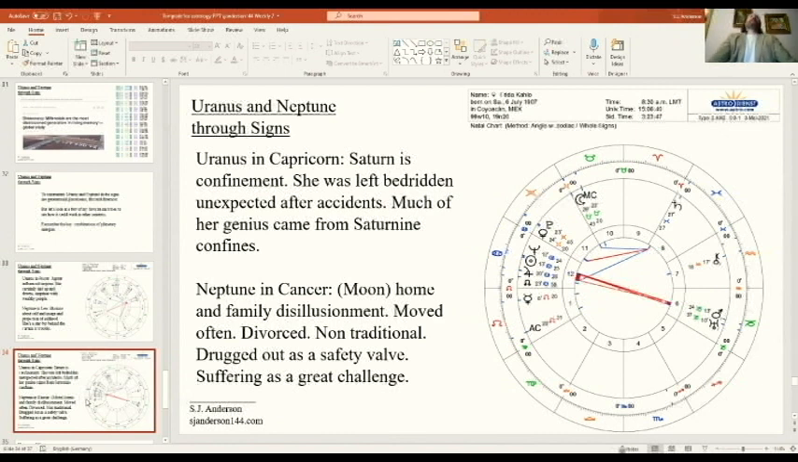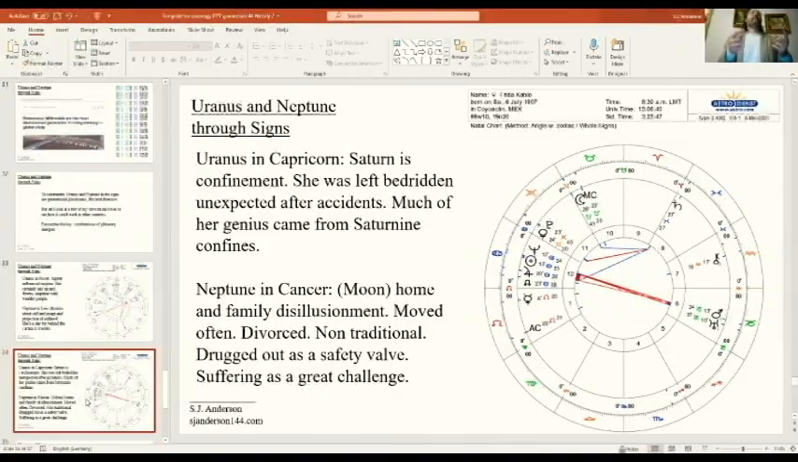She was left bedridden after an accident, and she was confined, that's Saturn. And during that confinement, much of her genius came through. She couldn't do anything except do art. And so this kind of Uranian leap forward that great artists often have, they're innovative. That's what makes great art. For her, her confinement was essential to the breakthrough she had artistically, which might be Aquarius, which might be Uranus. So you've got Uranus and Saturn again combined.